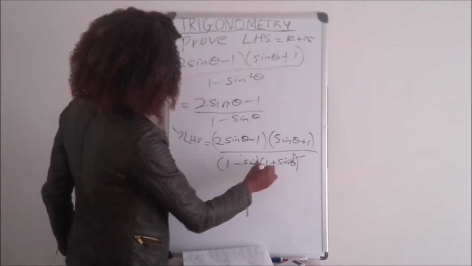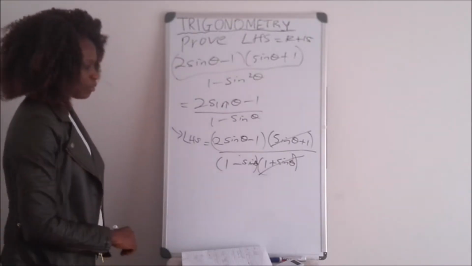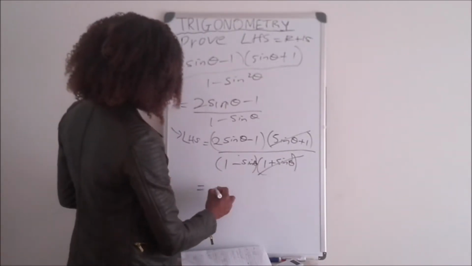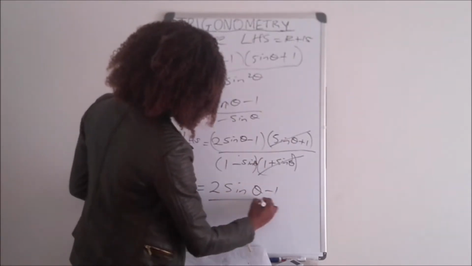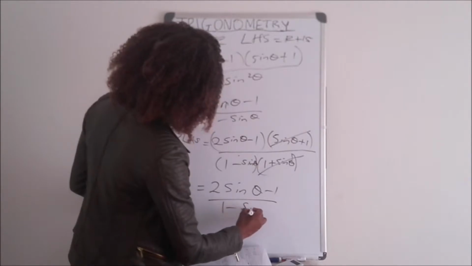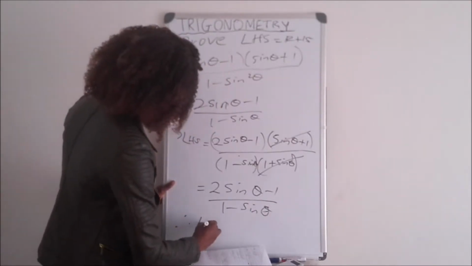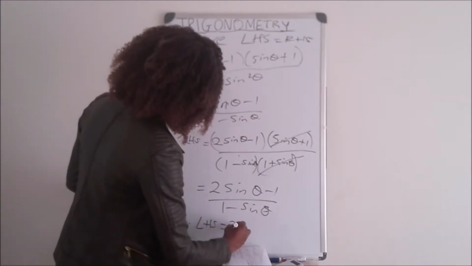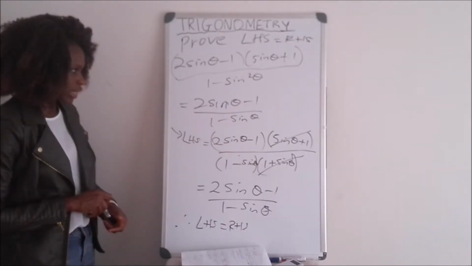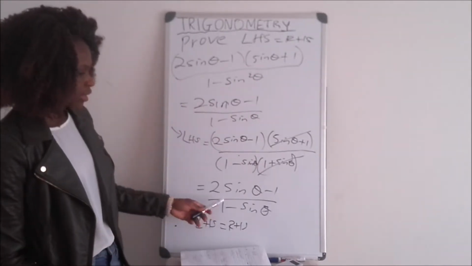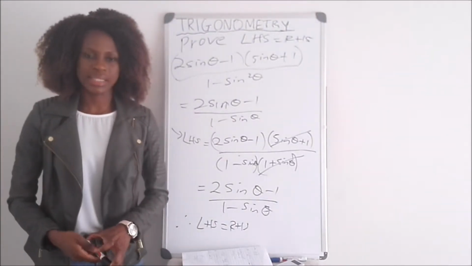Alright, then this one and this one will cancel out and we'll be left with 2 sin theta minus 1 divided by 1 minus sin theta. Okay, it didn't even take long and we have already proven that our left-hand side is equal to our right-hand side. We have proven it to be right. This was our right-hand side and this is what we have simplified our left-hand side to be, which is equal to the right-hand side.